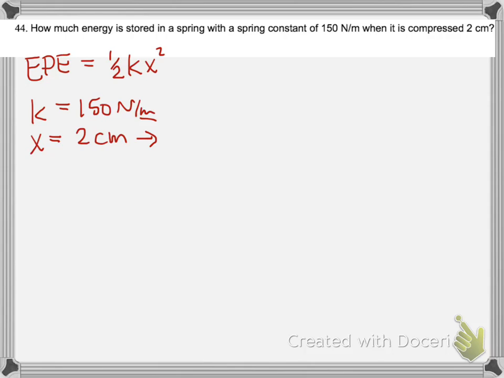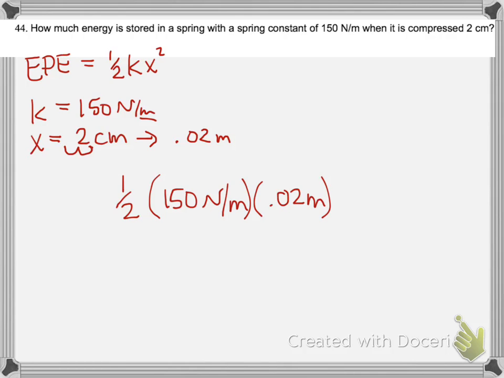this to meters. In order to convert, we move the decimal place 2 places to the left, so we have 0.02 meters. So since we have our spring constant and our displacement, we can plug into the equation. So we have half times 150 Newton meters times 0.02 meters, and that is squared. So if we follow our order of operations and first square our 0.02 and then multiply by our 150 and our half, you will end up with 0.03 joules as your answer.